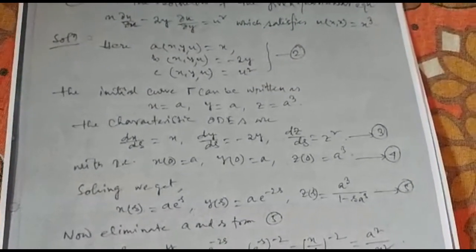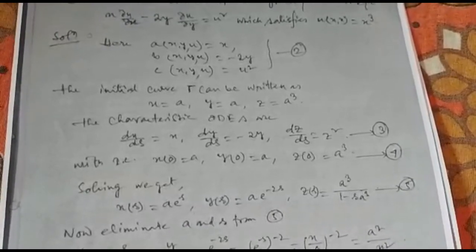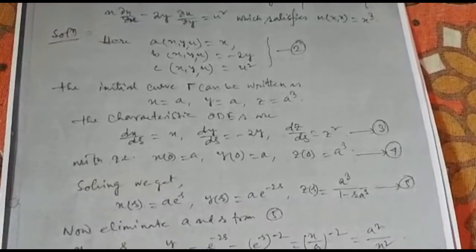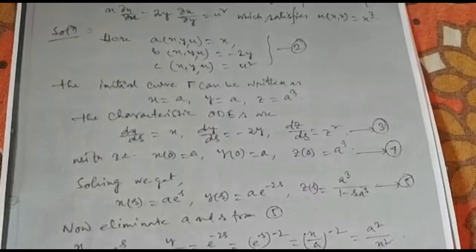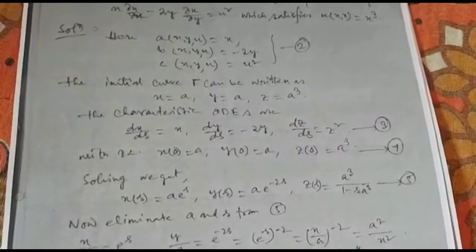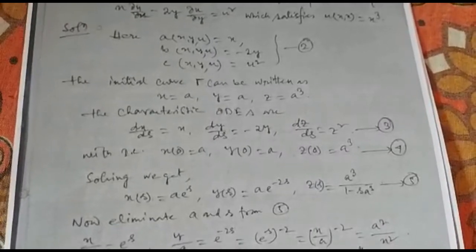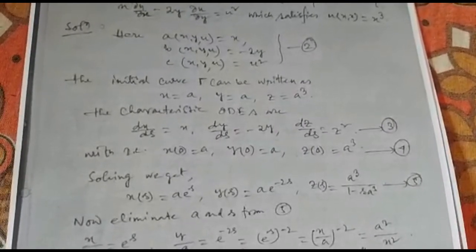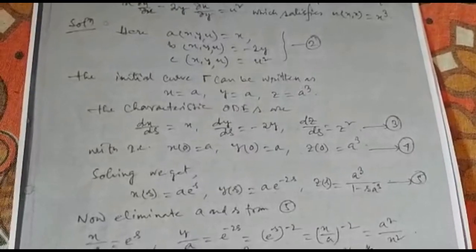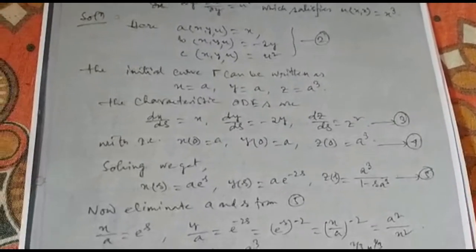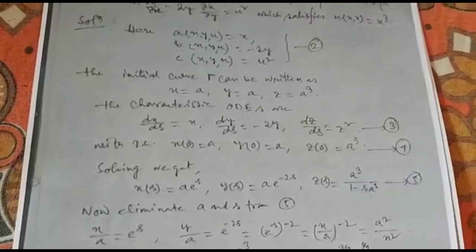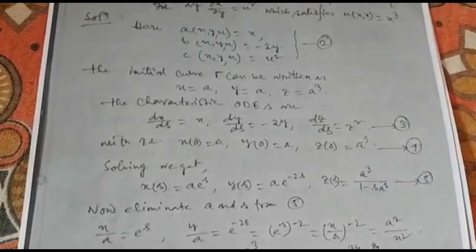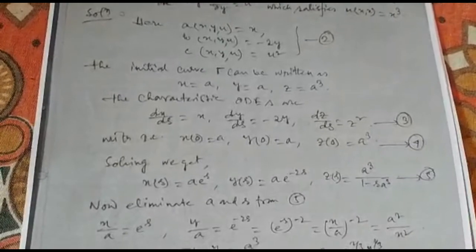Now we solve this system of ODEs which we obtained in equation 3 using the initial conditions prescribed in equation 4. So solving the first, dx/ds = x, we get x(s) = a e^s. Solving dy/ds = -2y, we get y(s) = a e^(-2s), and solving dz/ds = z², we get z(s) = a³/(1 - s a³).